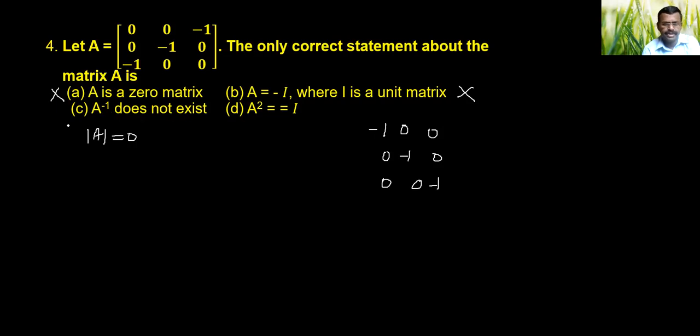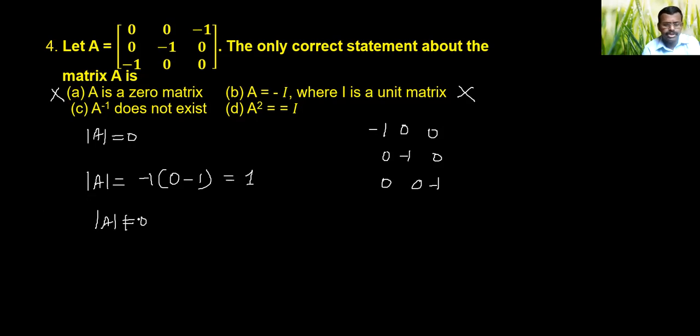Check for C. That is, just find out the determinant of A. When you find out the determinant of A, observe here, these two are 0. Directly we can go with this one. So minus 1 into this column and this row is cancelled. 0 into 0 is 0. Minus 1 into minus 1 is plus 1. That means 1 we get. So finally we get plus 1. So determinant A is not equal to 0 here.